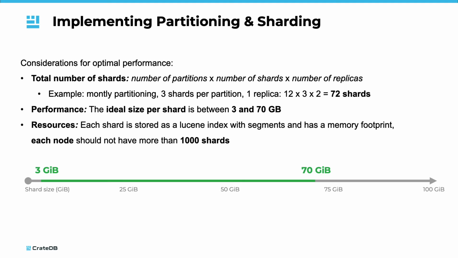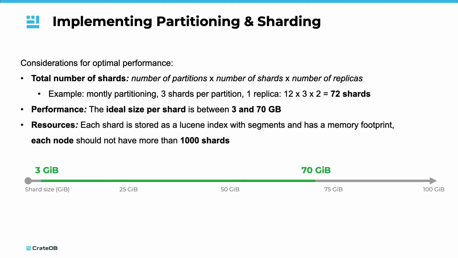When implementing sharding and partitioning strategies for time series data in CrateDB, it's important to consider several best practices to optimize performance, manageability, and scalability. To ensure optimal performance and resource utilization, you should consider the total number of shards. This is determined by the number of partitions multiplied by the number of shards per partition multiplied by the number of replicas. It's important to calculate this number carefully to balance query performance with resource overhead.